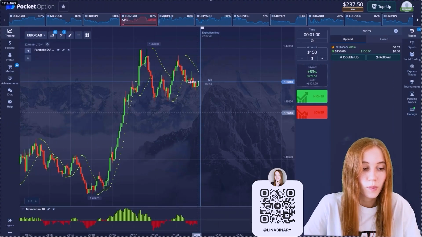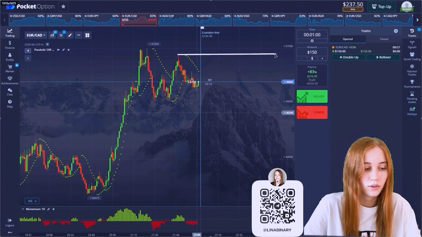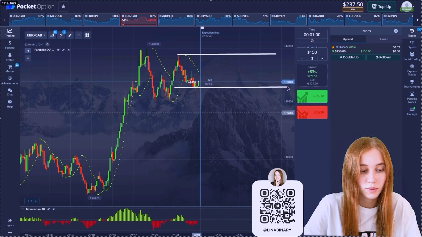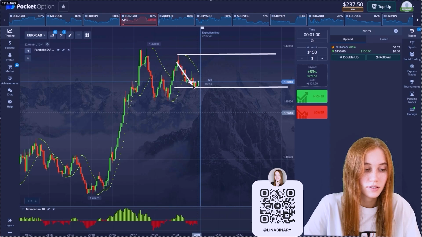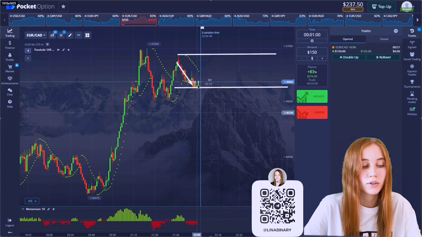So first, we can highlight the area of resistance and support. Let's figure it out. A support area was established, thereby creating 5 candles, including ours. Yeah. That means that the support area will not be broken, but there will be a reversal to the resistance area, so we opened up.